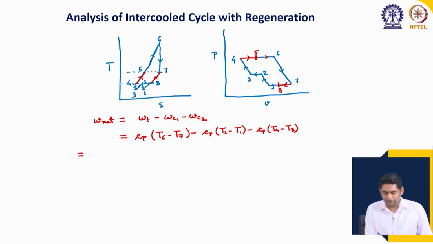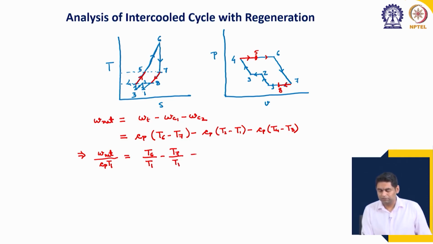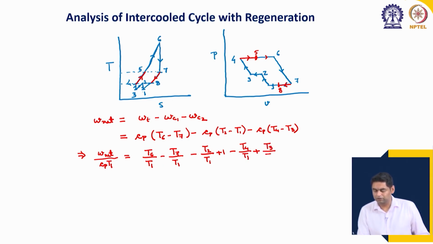So, non-dimensional net specific work output in that case will be W net by C P T 1, where C P will get cancelled and we are left with T 6 by T 1 minus T 7 by T 1 minus T 2 by T 1 plus 1 minus T 4 by T 1 plus T 3 by T 1. Okay.